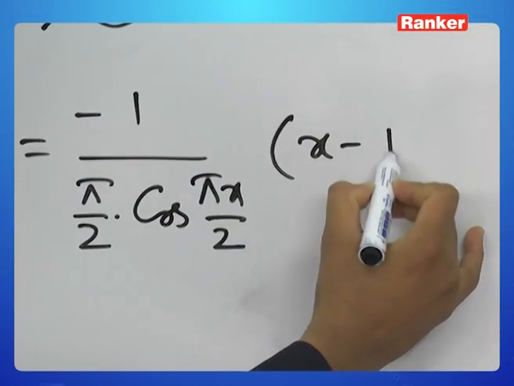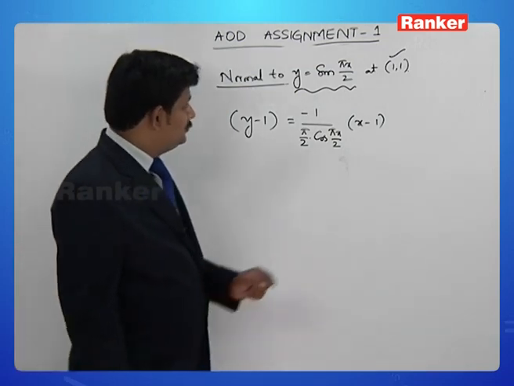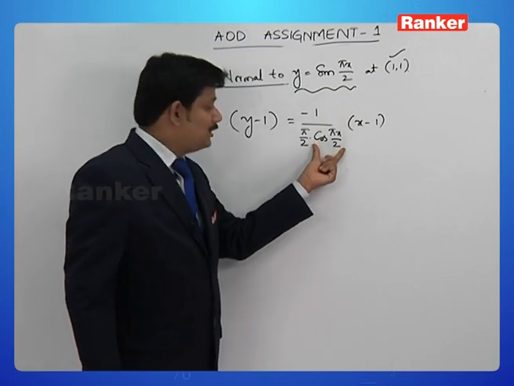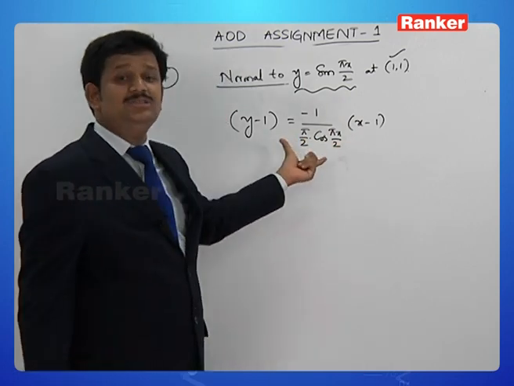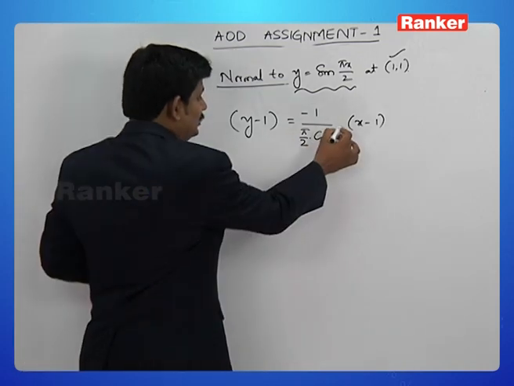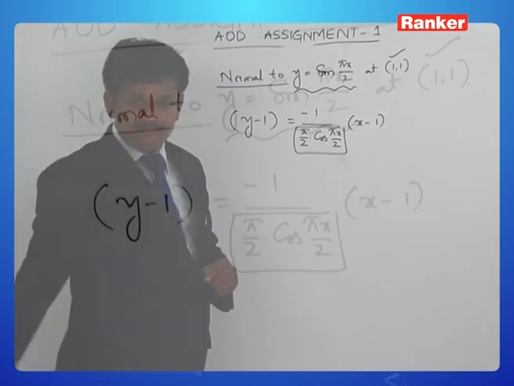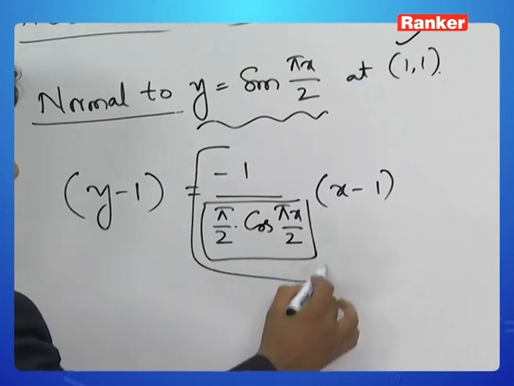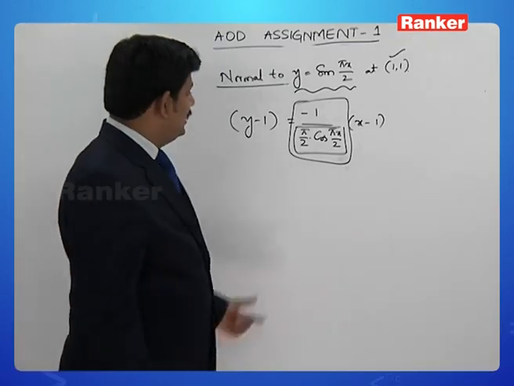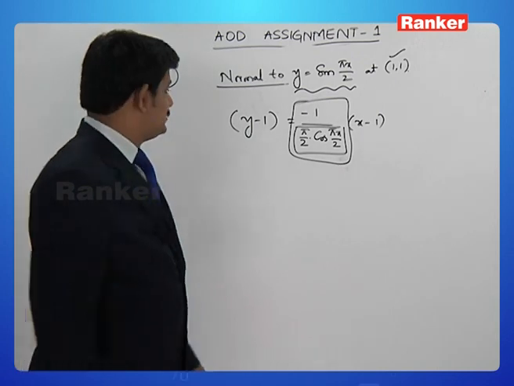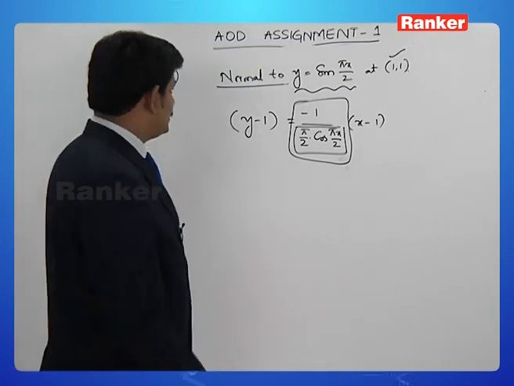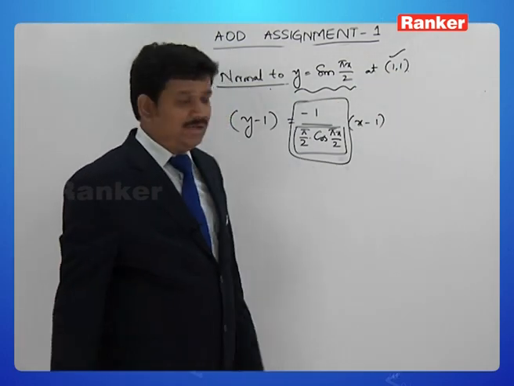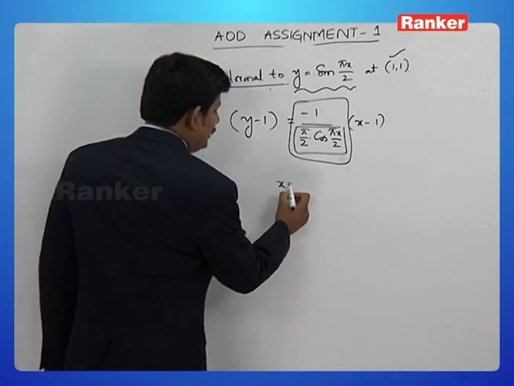into x minus x1. But observe, at x equal to 1, cos pi x by 2 becomes 0. So we should not represent the slope of the normal in this particular format. We can see the slope of the tangent is 0. So the slope of the normal does not exist, or this quantity tends to infinity. That indicates that this line is parallel to the y-axis. The normal will be parallel to the y-axis. So the normal is a line parallel to the y-axis and passing through the point 1 comma 1. So its equation would be x equal to 1.